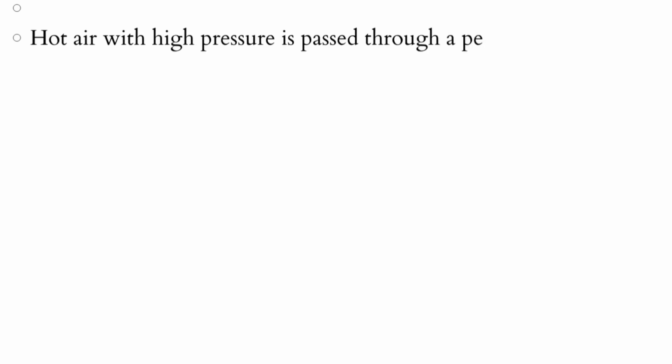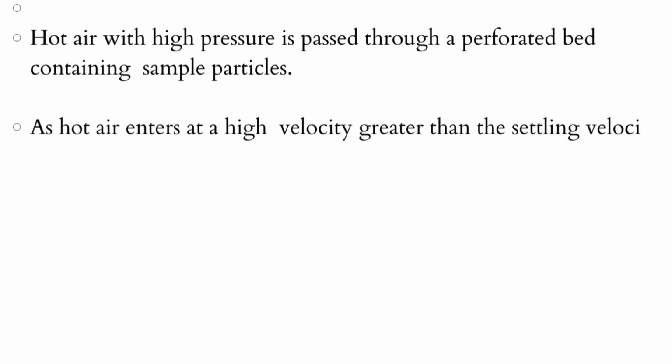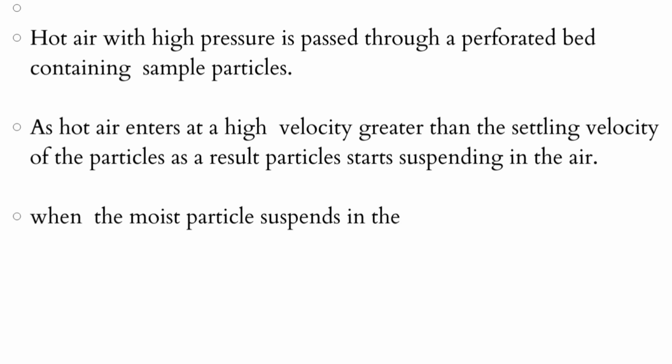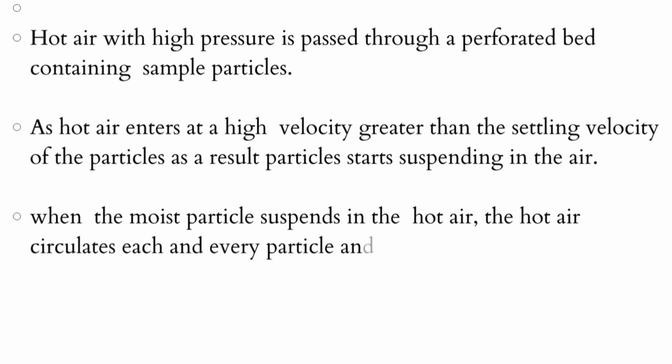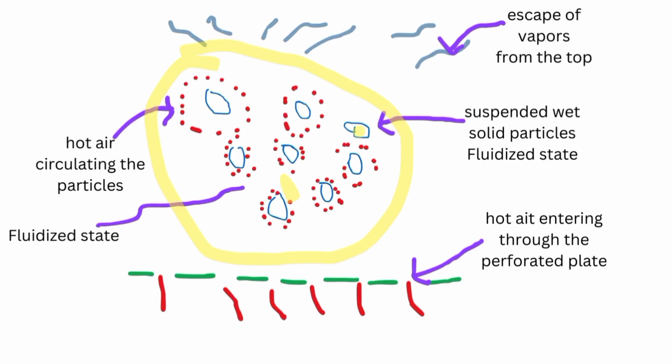Now let us see how the fluidized bed dryer works. Initially, hot air with high pressure is passed through a perforated bed containing the sample. As the hot air enters at a high velocity, greater than the settling velocity of the particles, the particles start suspending in a stream of air. When the moist particles are suspended, the hot air circulates around each and every particle and dries them to a desired extent. The moisture is vaporized and leaves the equipment.